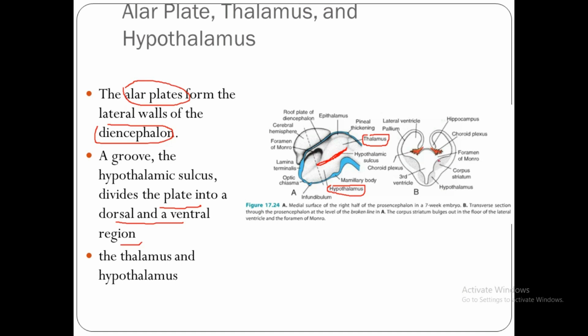And here in this picture, the transverse section of the prosencephalon, we can see the corpus striatum. This part is a bulge from the lateral ventricle, and this is a communication of the lateral ventricle to the third ventricle by a foramen.